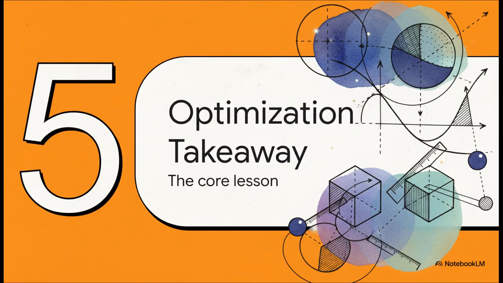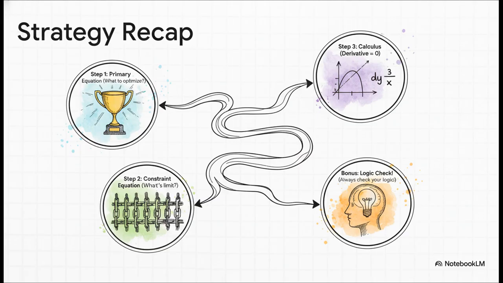So, we've enclosed a field, we've built a box, we've found some numbers. What's the big takeaway from all of this? What's the one core lesson you should remember? It really all comes down to this reliable strategy. First, identify your primary equation, what you want to optimize. Second, find the constraint, your limitation, and use it to simplify things. Third, apply the calculus: find the derivative and set it to 0.